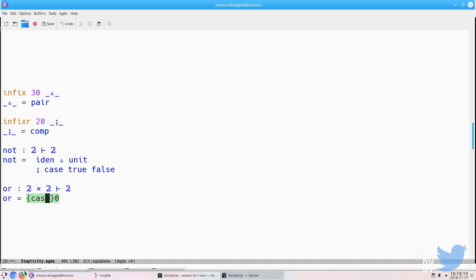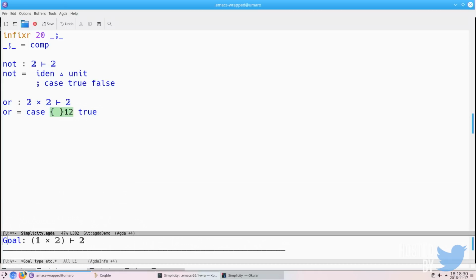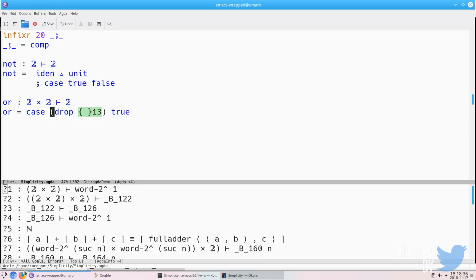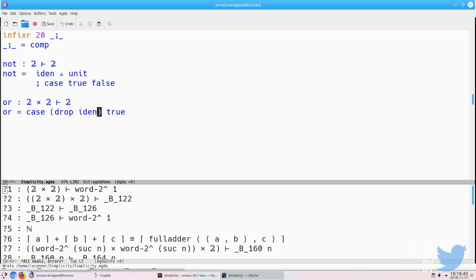So again, we do a case analysis. Let's do the second case first. If the first value is true, then we can short circuit and just return true, like so. And in the second case, it's more sophisticated. We have this unit lying around that we need to drop first. So we'll put that in. And now we have the second bit over here. And so in the case that the first bit is false, we just return the second value over here. So we put an identity over here. And that's the definition of OR.